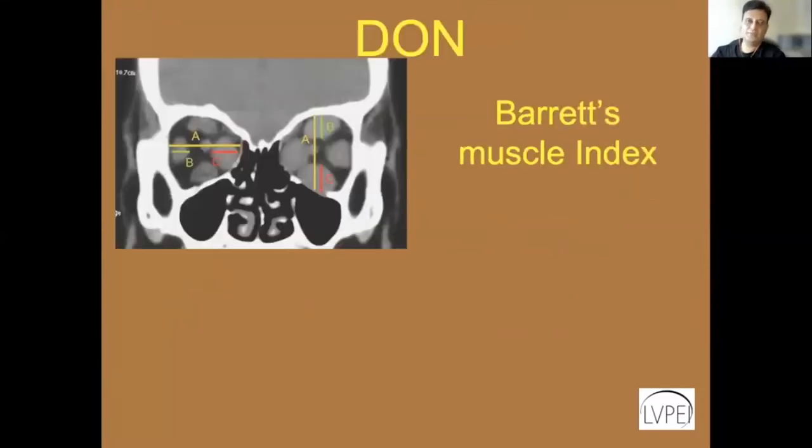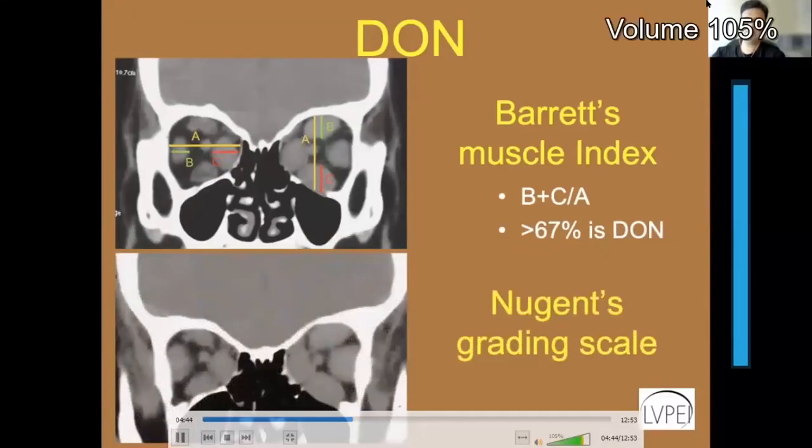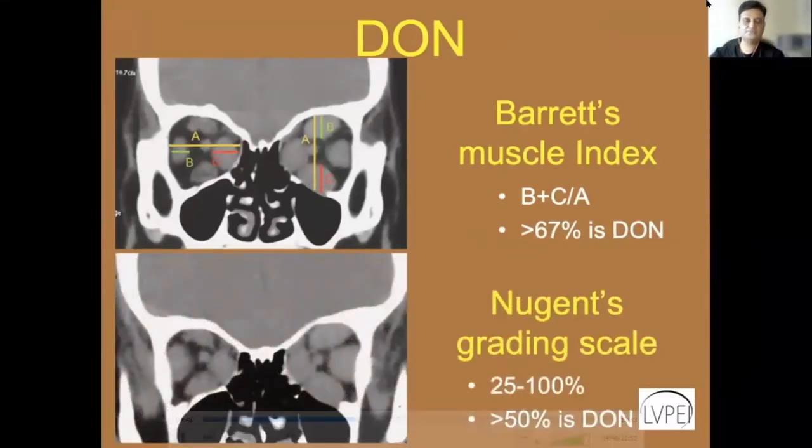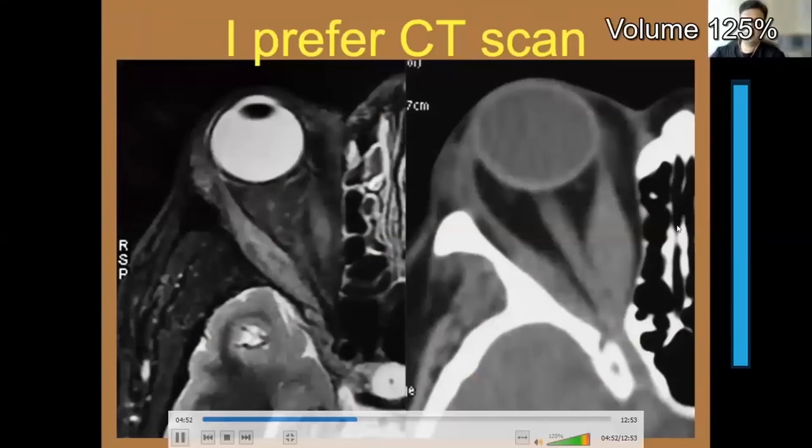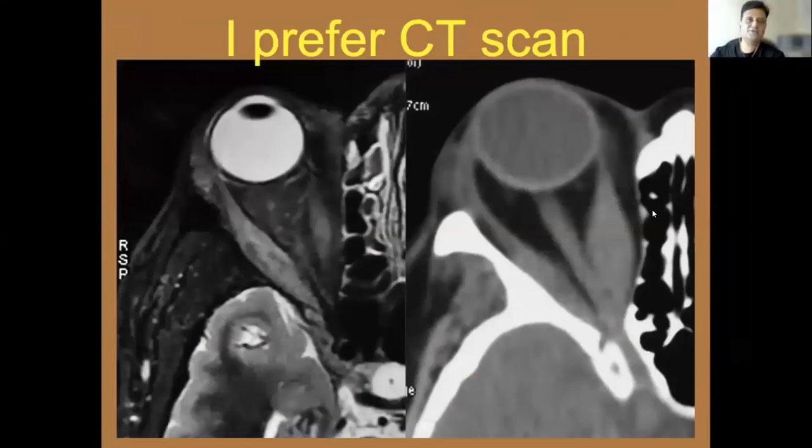For dysthyroid optic neuropathy, we use Barrett's muscle index as well as Nugent's grading scale for the management of this condition. Between MRI and CT, I prefer a CT scan because it simultaneously gives me bony data, which is often required for the subsequent surgical management.